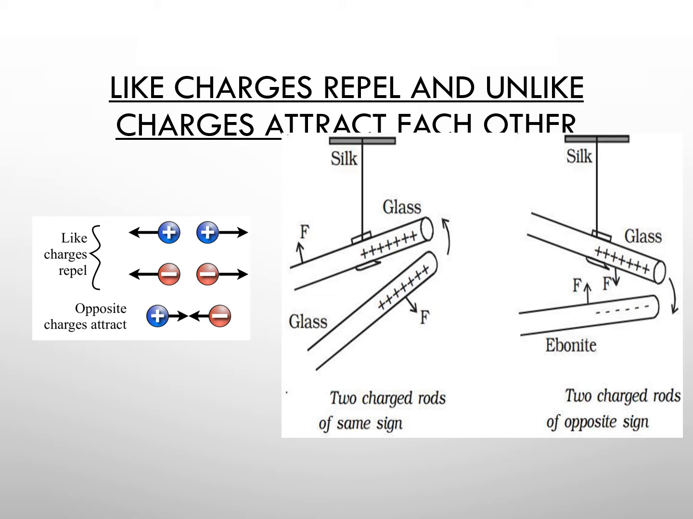When the two glass rods are rubbed with silk, then both the glass rods acquire positive charges. When the two glass rods having positive charge are brought near to each other, then they repel each other. But when a glass rod rubbed with silk having a positive charge and another ebonite rod which is rubbed with fur and has acquired a negative charge are brought close to each other, they attract each other. So from the given experiment we can say that like charges repel and unlike charges attract each other.